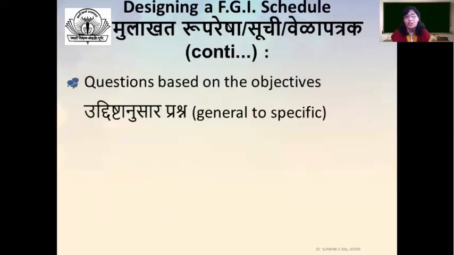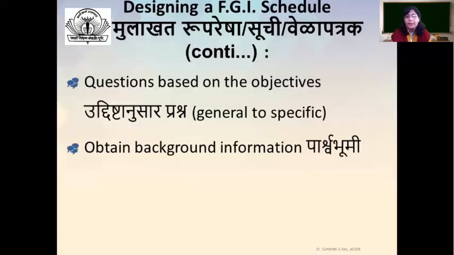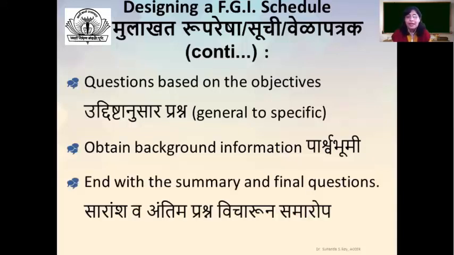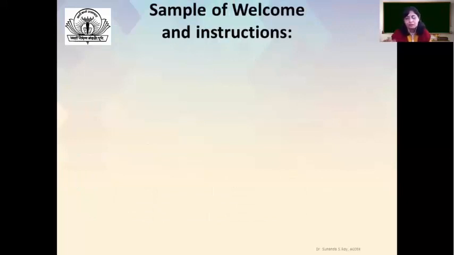Continuing, then the questions based on objectives. So you have general to specific questions that are there. Then obtaining background information regarding the respondents' experiences, and end with the summary or final questions that we had seen before. These are the ways to design your plan of your focus group interview. Let's have a sample of a welcome and instructions. How do you welcome and how do you give instructions?